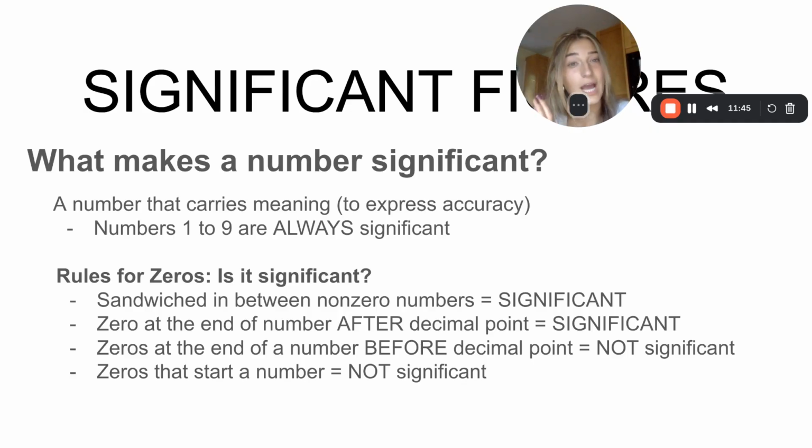However, if a 0 ends a number before the decimal point, it is not significant. For example, in the number 100, there are 3 digits, but the last 2 zeros are not significant because they are ending the number before a decimal point. And remember, zeros that start a number are not significant. So like 0.37, that 0 starts the number, so it is not significant. Okay.